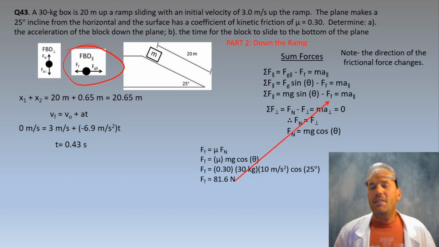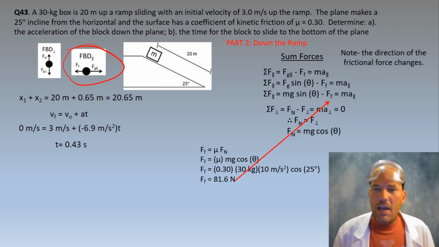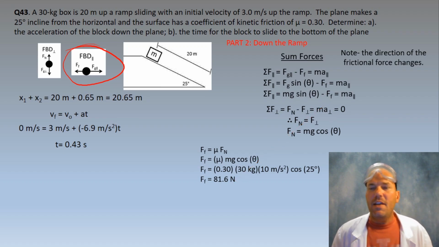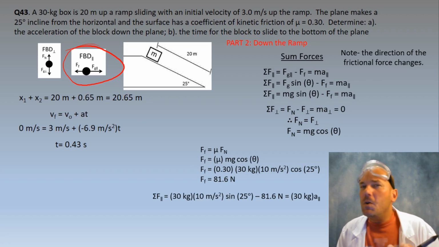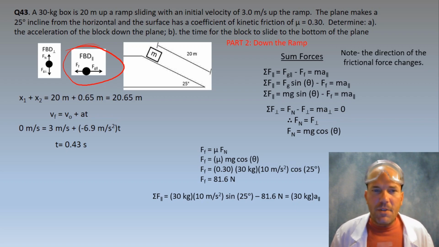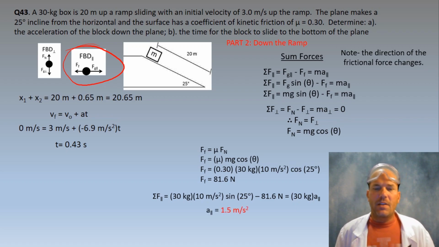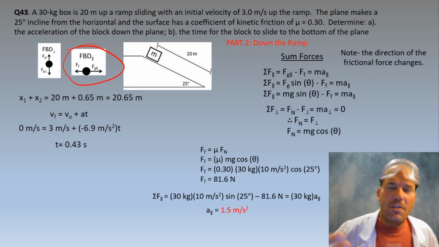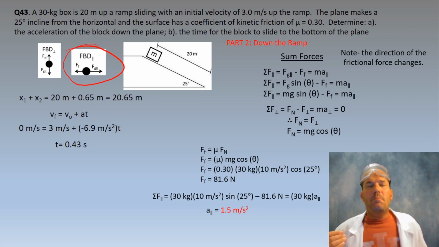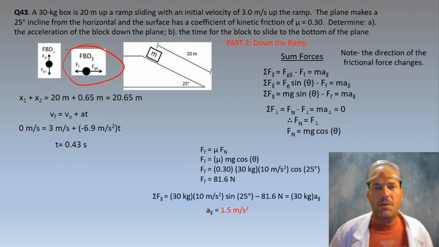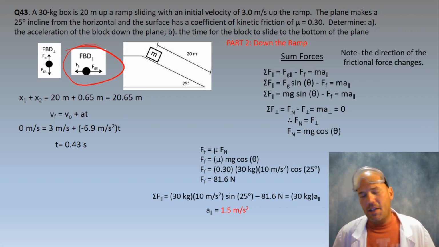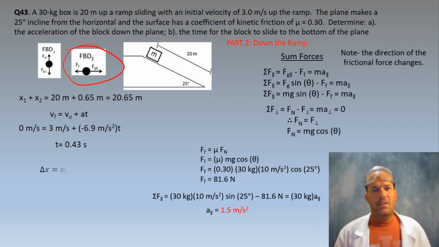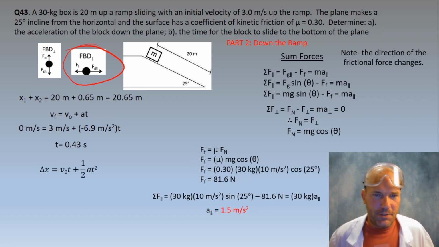So we can take this and plug it into our parallel summation, and we can then arrive at a final answer for the acceleration of the object down the incline. Solving for the acceleration parallel, we get the value of 1.5 meters per second. So that is the acceleration down the incline. Okay, so next, let's use UAM equations.